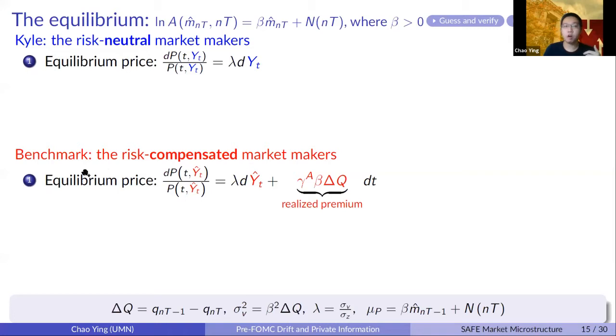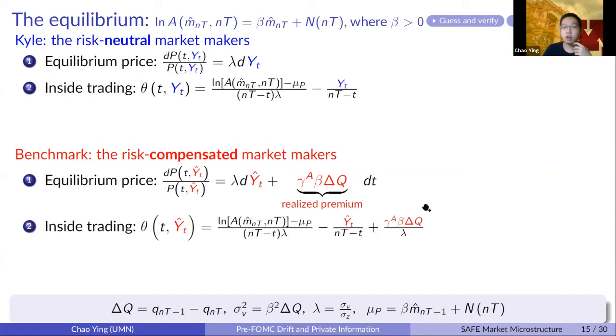And in the benchmark, when the market makers are risk compensated, the price dynamics is a function of YT hat instead of the aggregate order flow YT. I will define YT hat later. In addition to that, there is another term, the realized premium, that appears in these equilibrium prices. This comes from the uncertainty resolution before announcements. There is also another term that appears in the insider's trading strategy. This is because the market makers would expect, on average, the insider to trade positively to chase this premium.